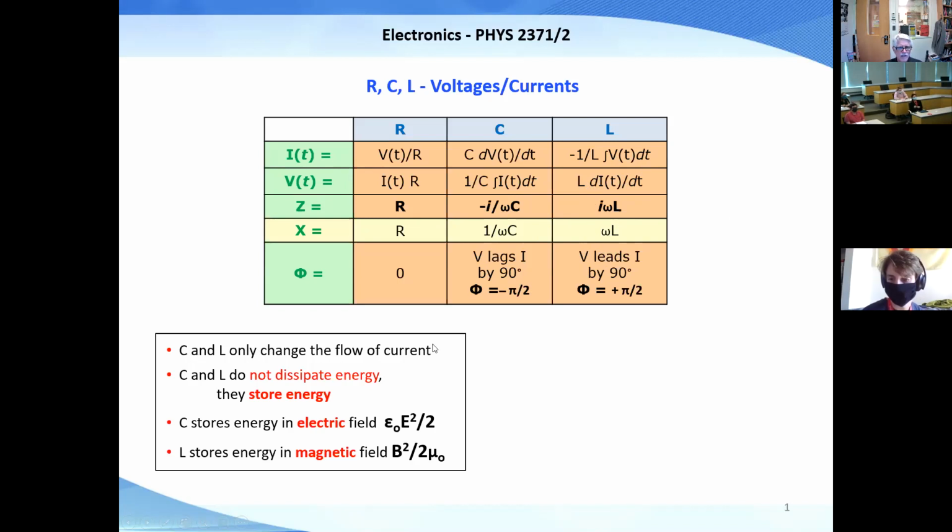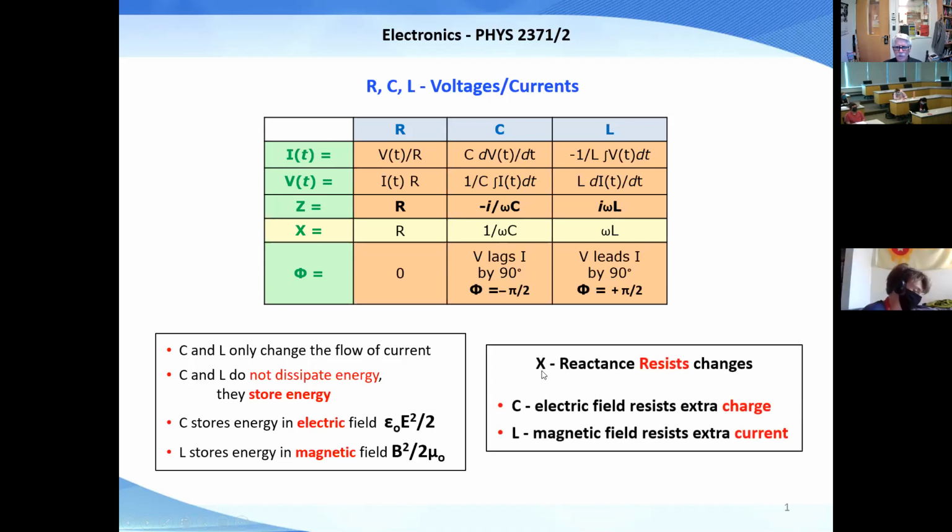Capacitors and inductors only change the flow of current. They do not dissipate energy. They only store energy. Capacitors store energy in the electric field, whereas inductors are just a coil of wire, and current flowing in a solenoid, a coil of wire, produces a magnetic field. So that's what's stored in an inductor.